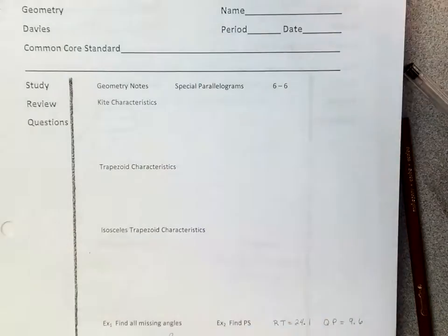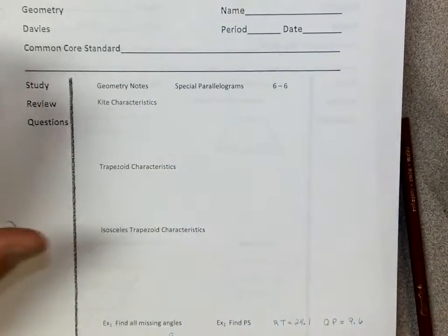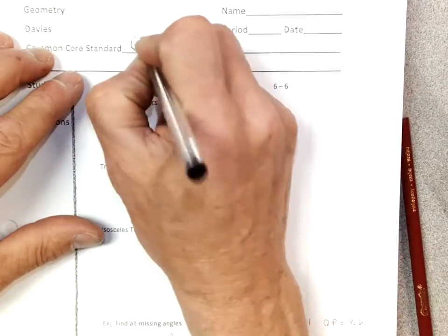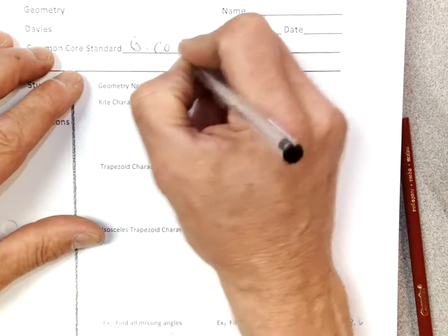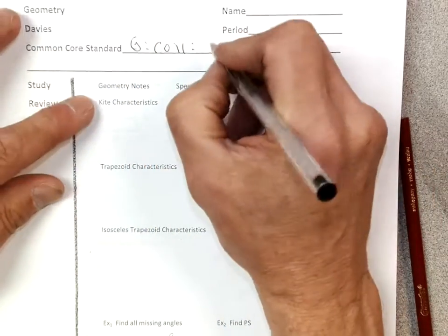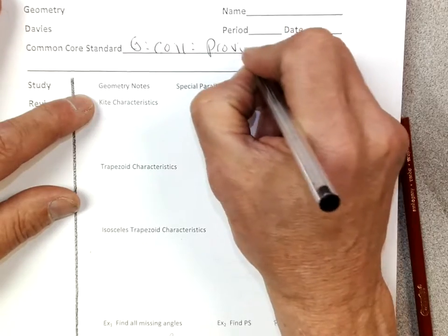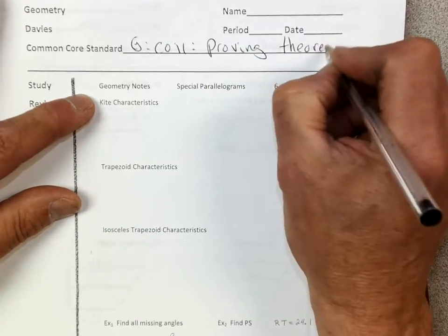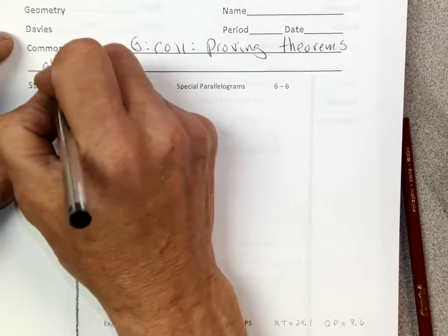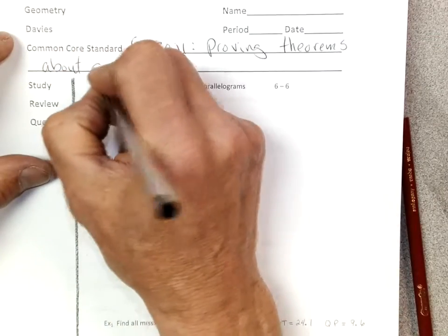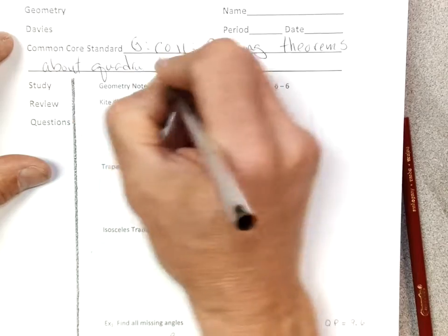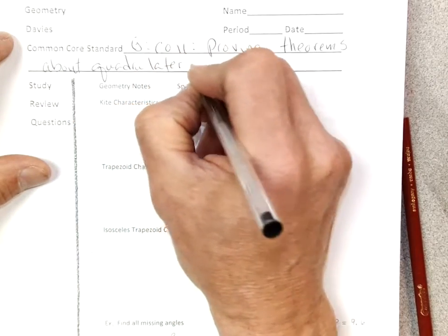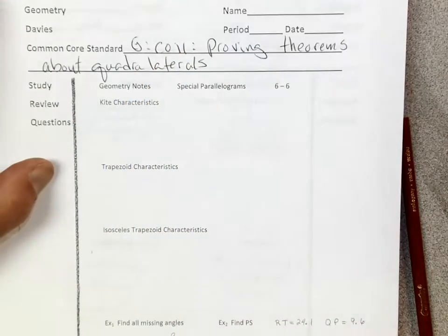So here we go. Common Core today is G for geometry, CO for congruence, and it's number 11, which stands for proving theorems about quadrilaterals. All right, proving theorems about quadrilaterals.